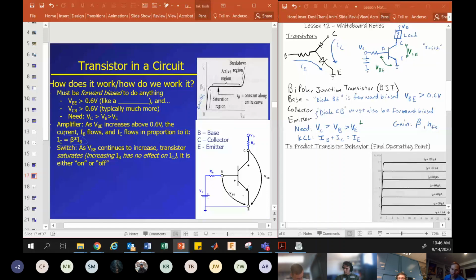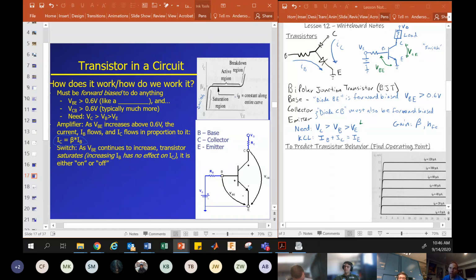In general, we're not going to use transistors this way in our class. We're going to use it as a switch. As we increase this base voltage even higher, eventually we get to a point where it's called saturated, meaning it can't provide any more current, no matter how much we turn up the knob.